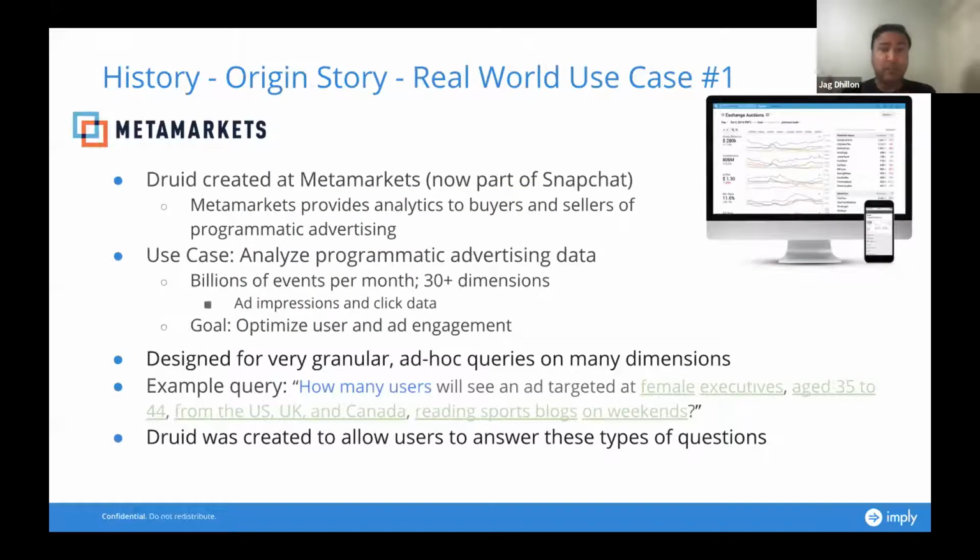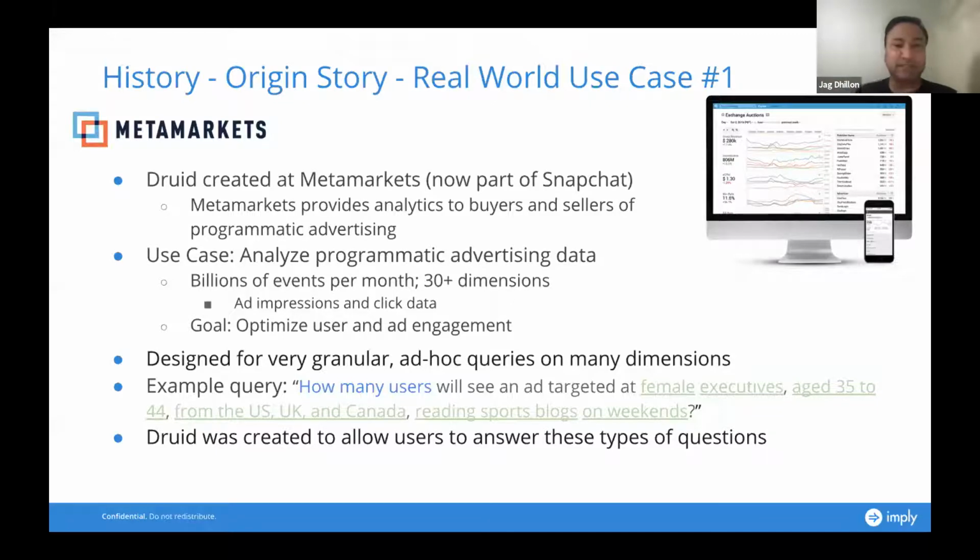Now, the history of Druid, this is where we started. Druid was created at Metamarkets, which is now part of Snapchat. Metamarkets provides analytics to buyers and sellers of programmatic advertising, right? And the use case was to analyze programmatic advertising data. We're talking about billions of events per month, right? And they had 30 plus dimensions.